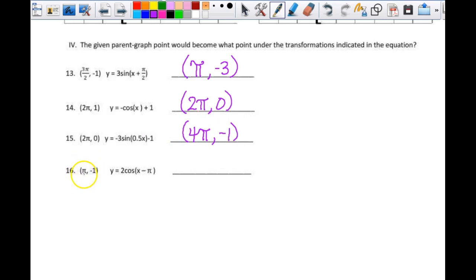My x value, I add pi because you're doing the opposite. Okay, so pi plus pi gives me 2 pi. And then your y value is being multiplied by 2, so this is negative 2.